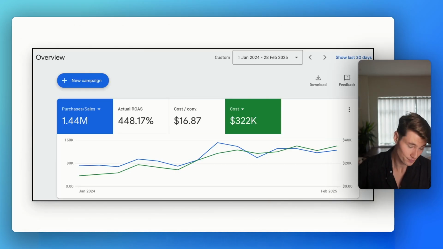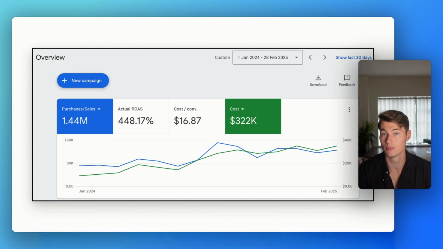We came in though, we fixed all of those changes within pretty much a 7 or 14 day period in early 2024. And then we were able to successfully scale them month after month after month. And we did about $1.4 million of revenue at 4.5x ROAS. Okay.